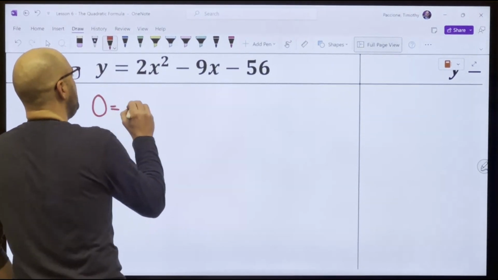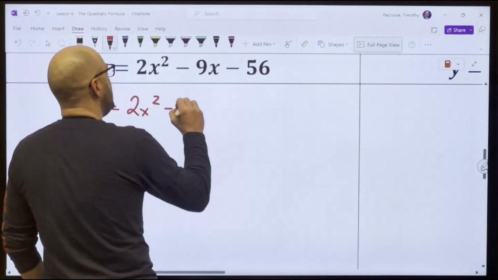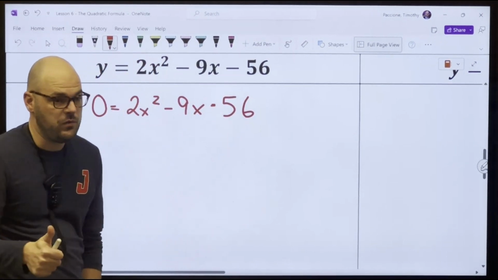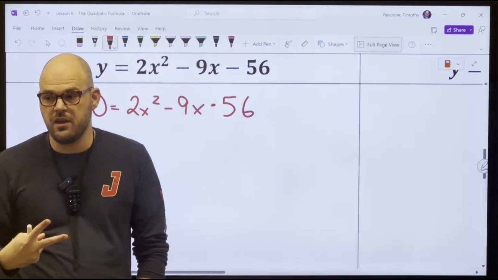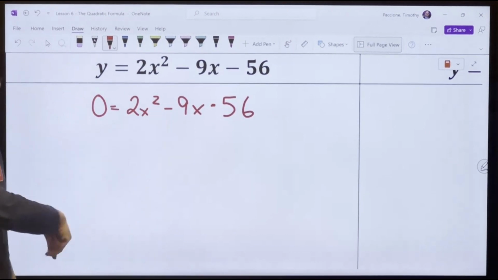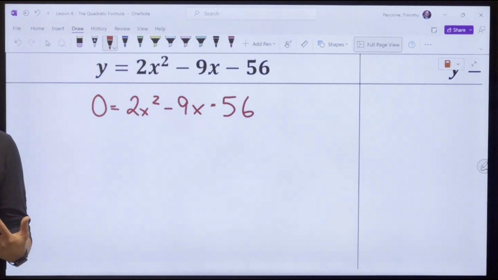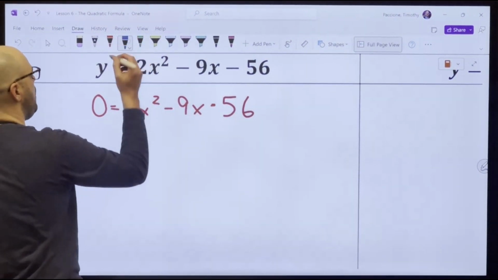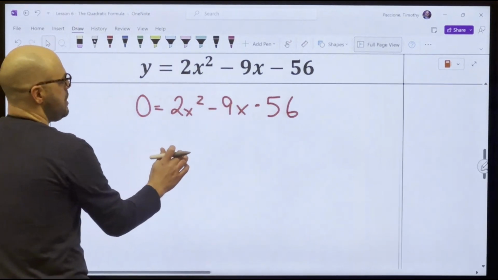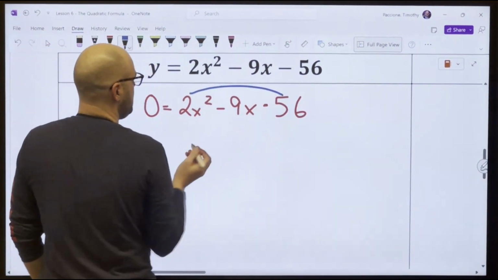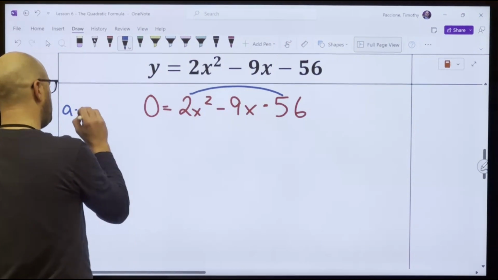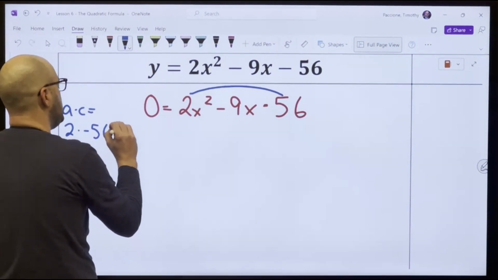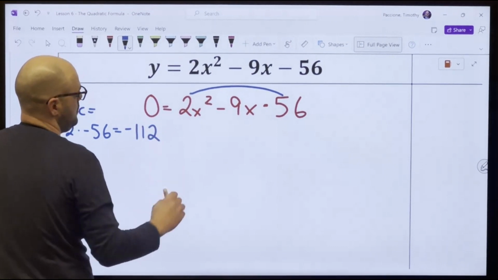Well, we've set it equal to 0, 2x squared minus 9x minus 56. We notice it's in standard form. We know it doesn't have a GCF because 9 doesn't divide by 2. So we're thinking either rainbow or reverse box here, right? Those are our two options. So I'm gonna do rainbow, which tells me I should do A times C, which is 2 times negative 56, which is negative 112.